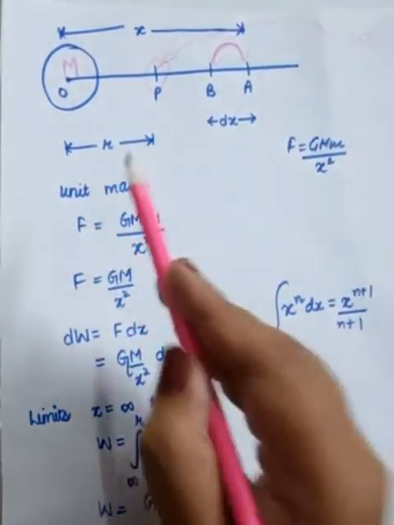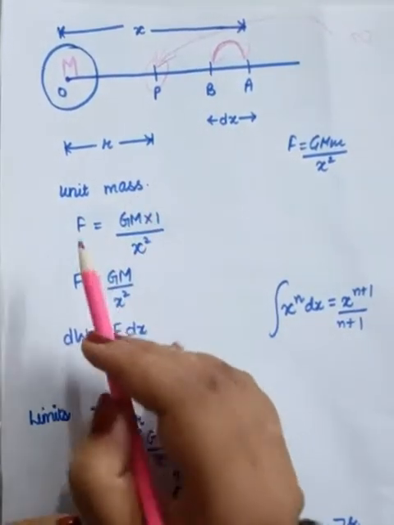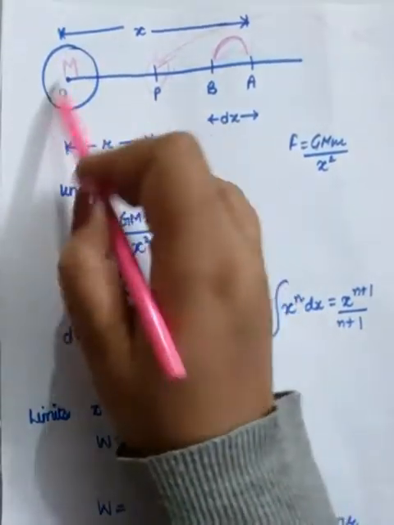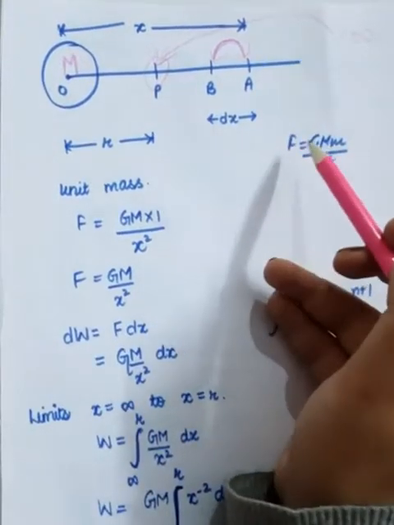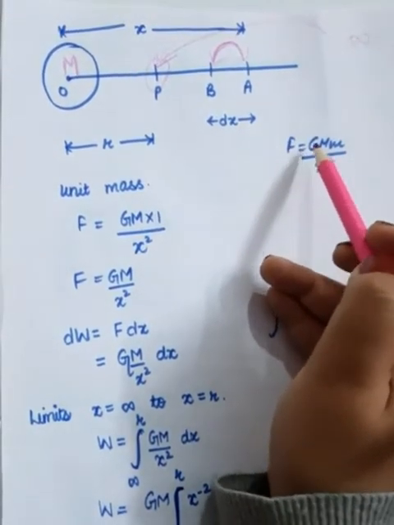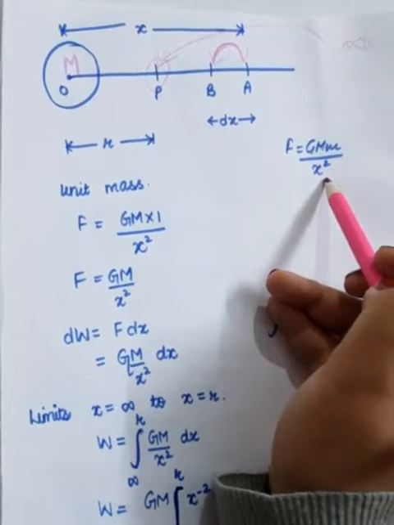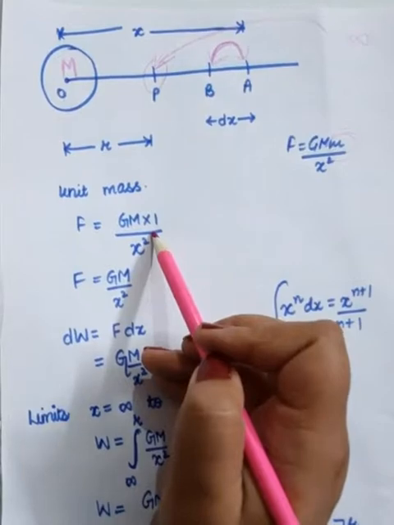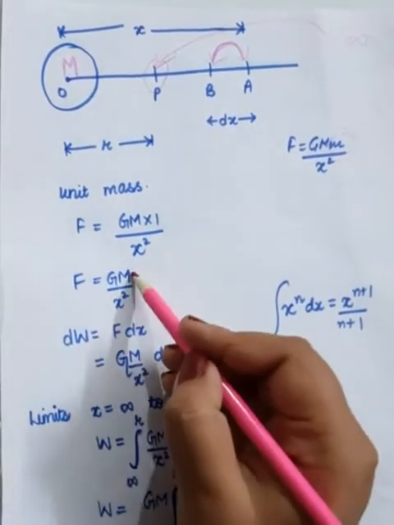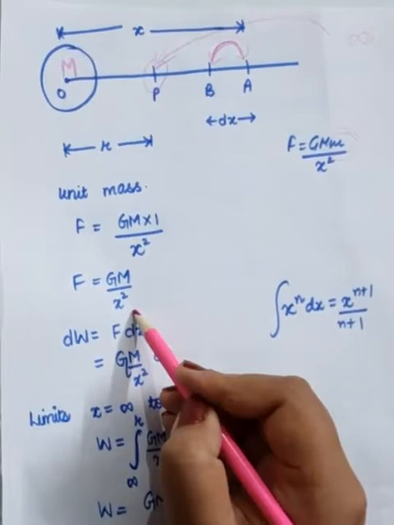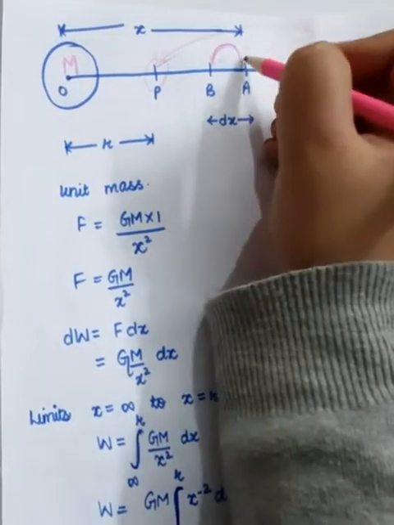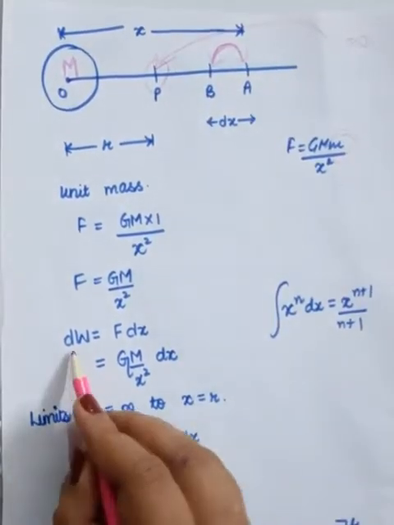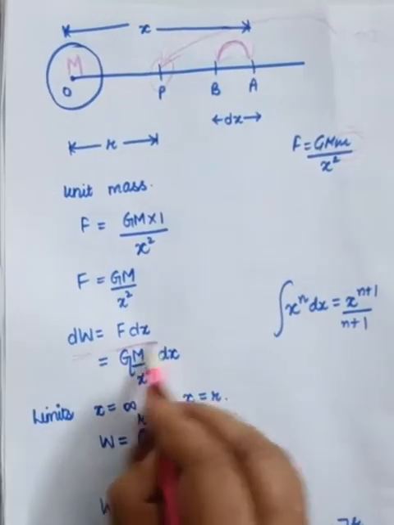So when you're bringing a unit mass, what will be the force of gravitation between that unit mass and this body of mass capital M? By Newton's law of gravitation, you know that force is given by GMm upon x square. But since the other mass is a unit mass, in place of small m you can write 1. So F becomes equal to GM by x square. It's as simple as that. After that, find out the work done in bringing that unit mass from A to B. So that will be dW equals F dx.